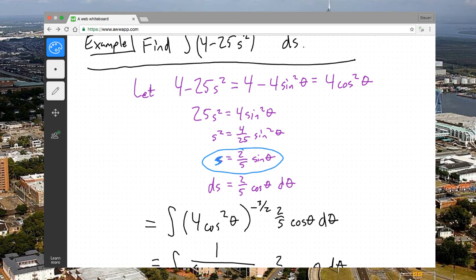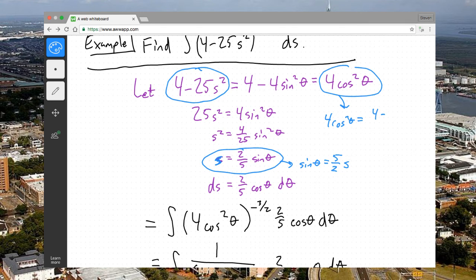All right, well, I know what sine of theta is, because I can solve that. Sine of theta is 5 over 2S. So that's easy enough. But what am I going to do about cosine? Well, fortunately, I have that ready as well. Up here, I saw that I wrote 4 cosine squared is equal to 4 minus 25s squared. So I can take that and write that as 4 cosine squared is 4 minus 25s squared.